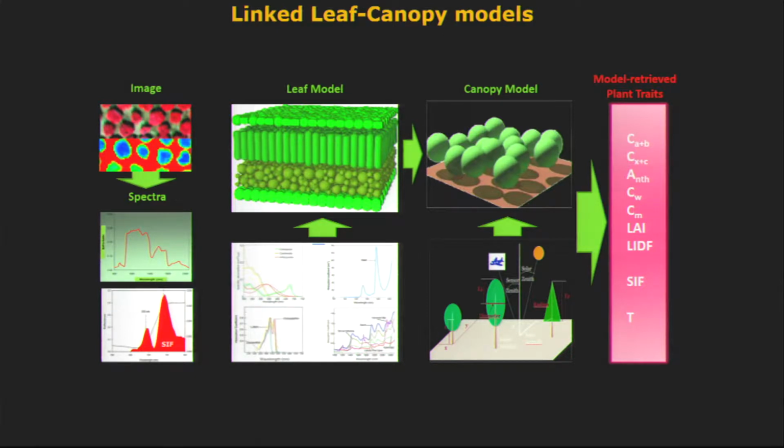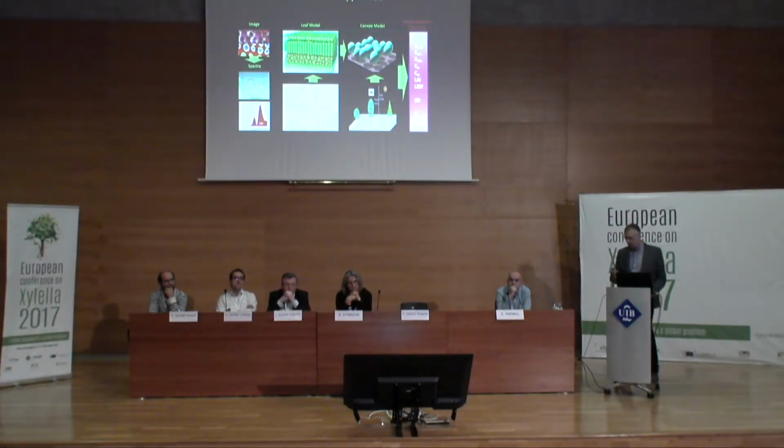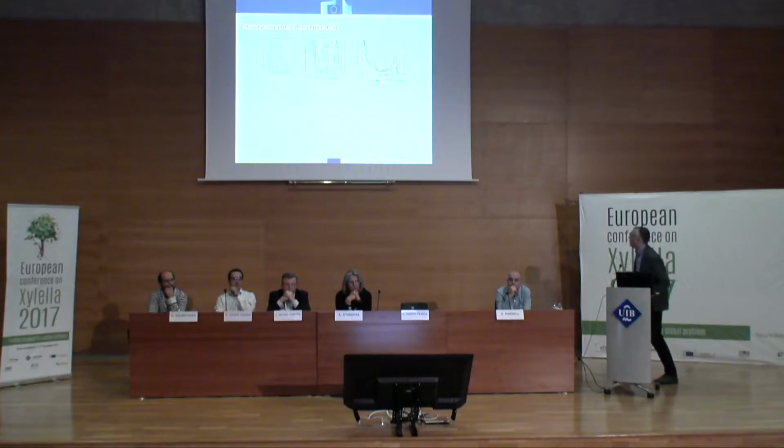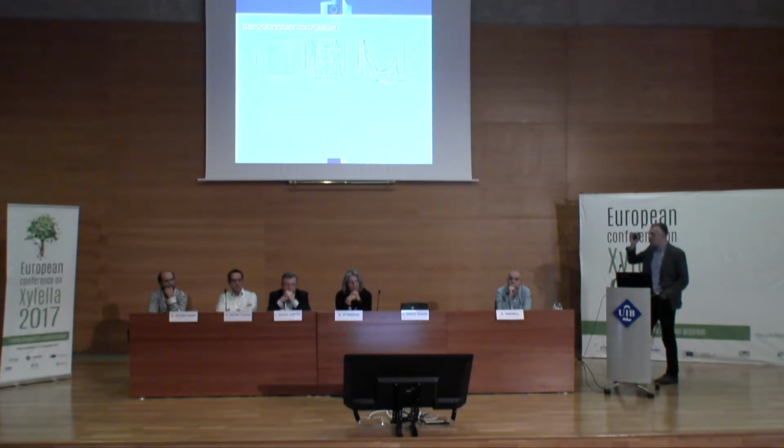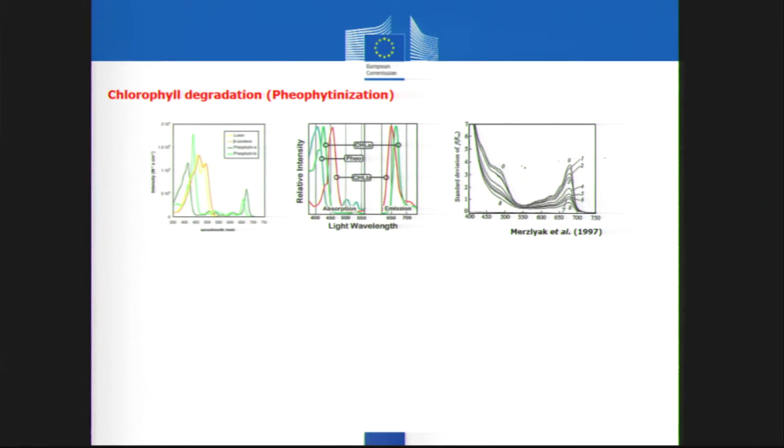But this is not enough. It's not enough because not all the models that we have, especially at the leaf level, simulate correctly the different stress conditions that we have, and specifically the ones happening when we have diseases. For example, it's been a long time ago reported that there is chlorophyll degradation under different conditions. I'm not talking about chlorophyll decrease. I'm talking about actual degradation into different components.